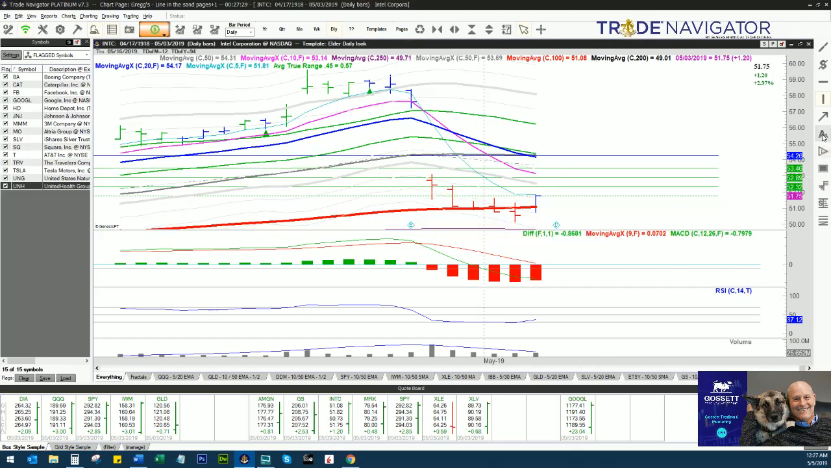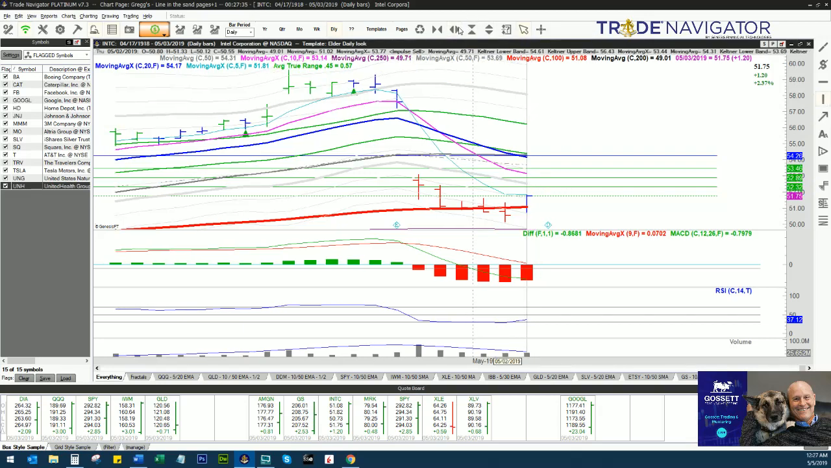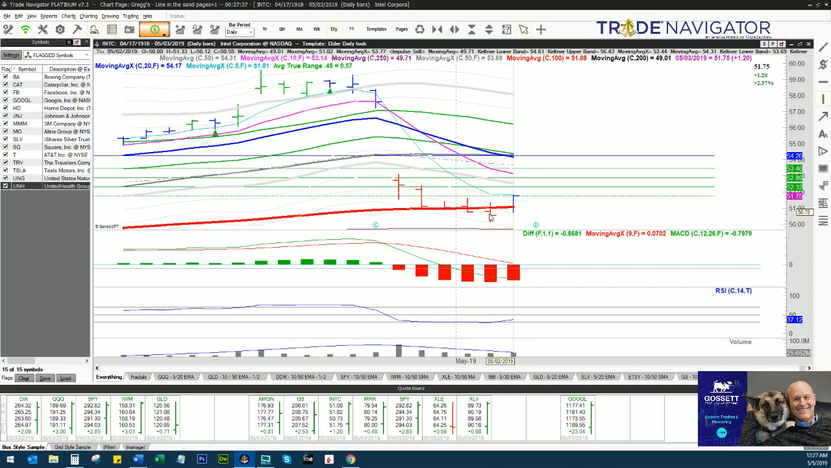Intel. I did buy Intel on Friday as well. And why did I buy it? Well, we had a close below the 30 RSI and the 100-day moving average, and it closed back above. So that is why I bought it. Do I think it's going to revisit all-time highs? No, I do not.